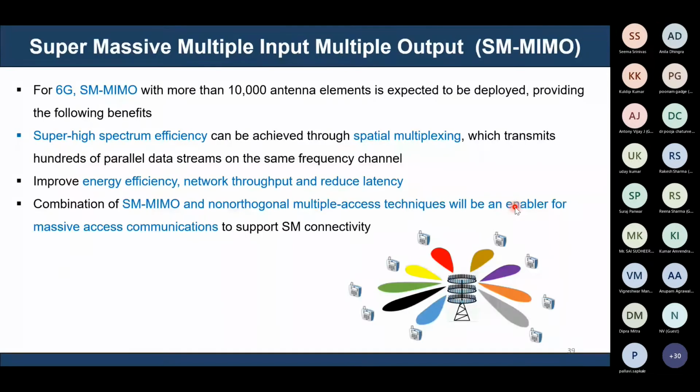Correct? Supermassive MIMO. People are targeting 10,000 antenna array elements and trying to achieve very high spectrum efficiency, improving the SNR as per our basic Shannon's and Hartley's formula.